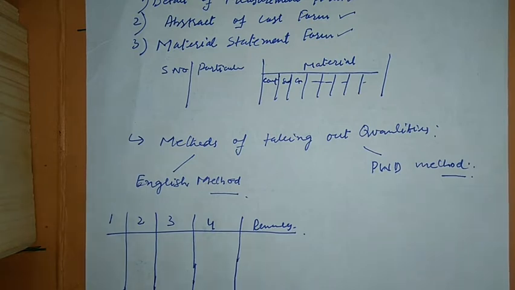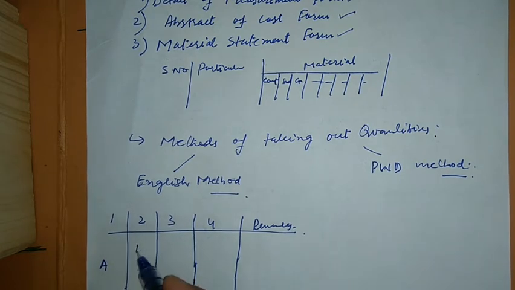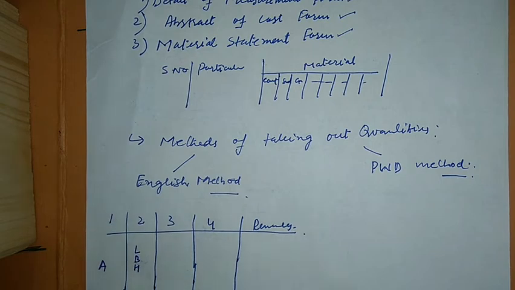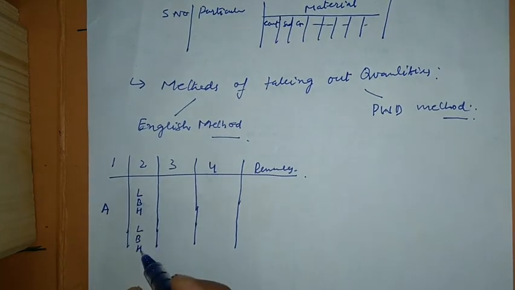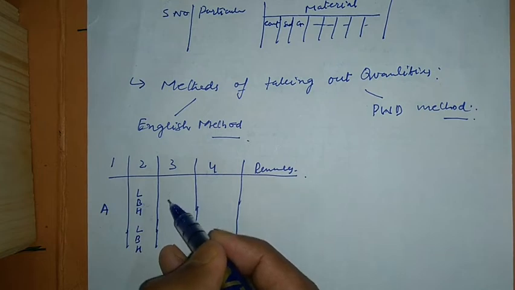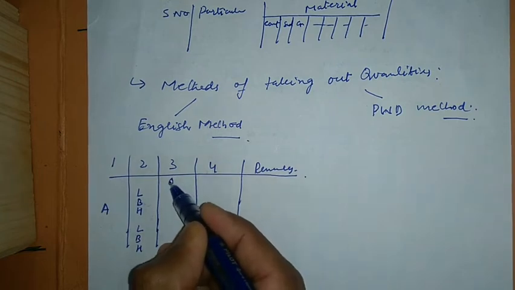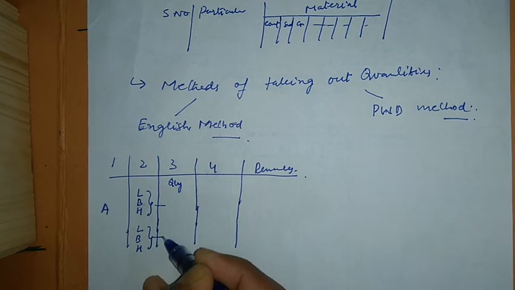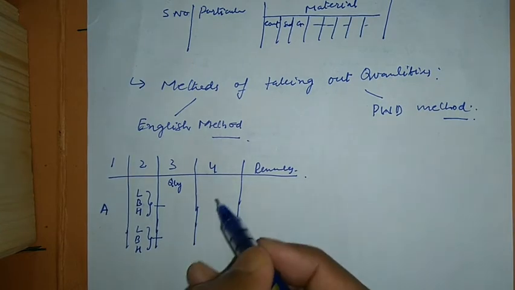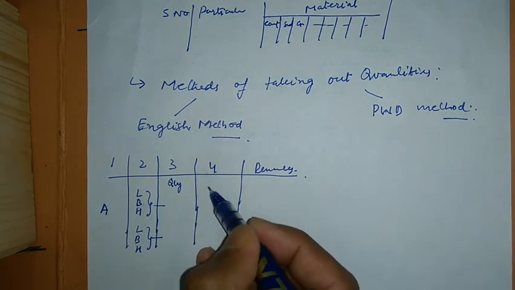In this we have four columns, 1 2 3 4, and in the end we have the remarks. In the first column we write like this: A. In the second column, the different dimensions are measured. Similarly, the third is for the quantity. Here these things will be multiplied and the quantity will be there, and the fourth one is for the particulars.